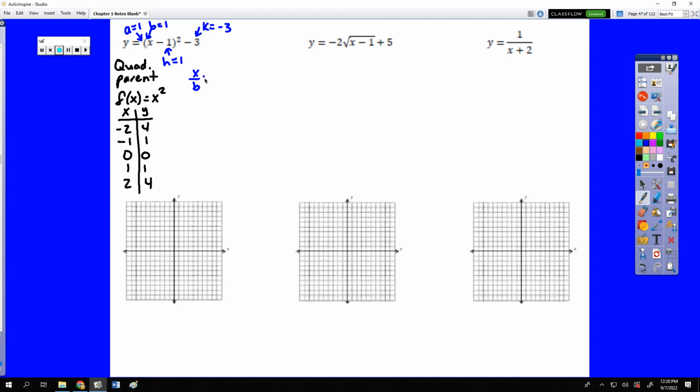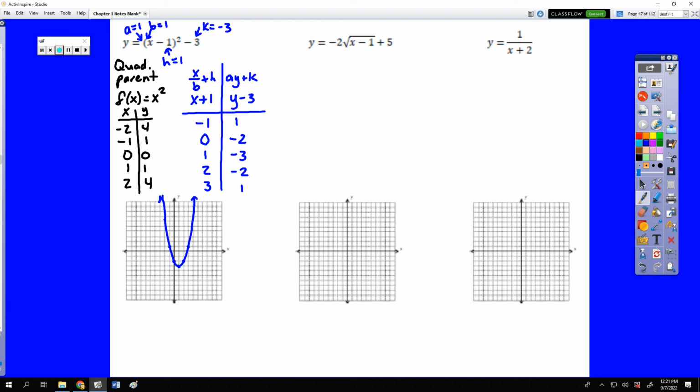So x divided by b plus h, ay plus k, every single time, would be x plus 1 and y minus 3. So that would be negative 1, 0, 1, 2, 3 for the x values, and 1, negative 2, negative 3, negative 2, 1 for the y's. So negative 1, 1, 0, negative 2, 1, negative 3, 2, negative 2, and 3, 1. And that will give us our distinctive parabola shape that we're looking for in our new function.